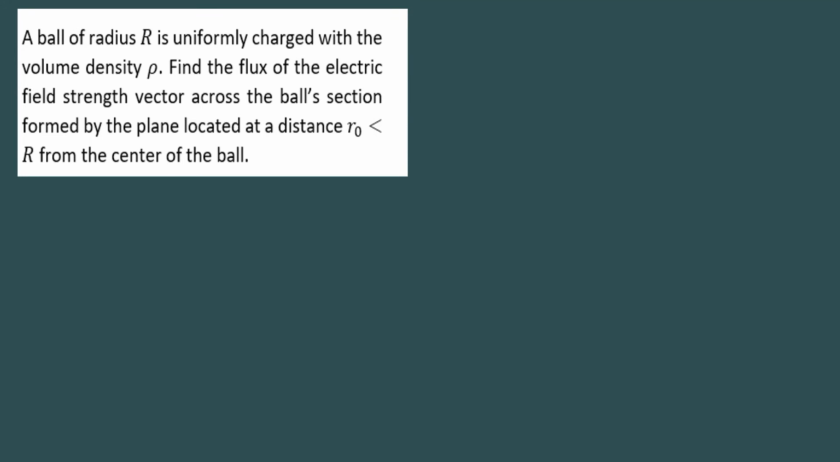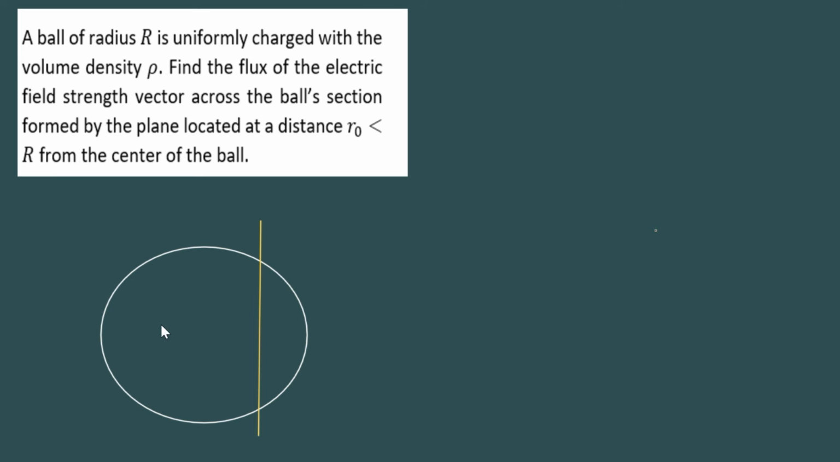Hello. In this problem, a ball of radius r is uniformly charged. The charge per unit volume is given. We are asked to find the flux of the electric field vector across the ball section formed by a plane at a distance r naught from the center of the ball. So let's draw a diagram and then see what is going on.